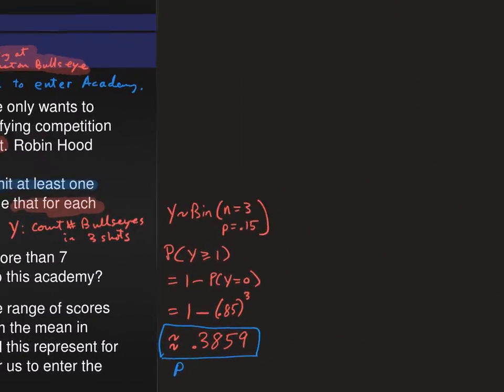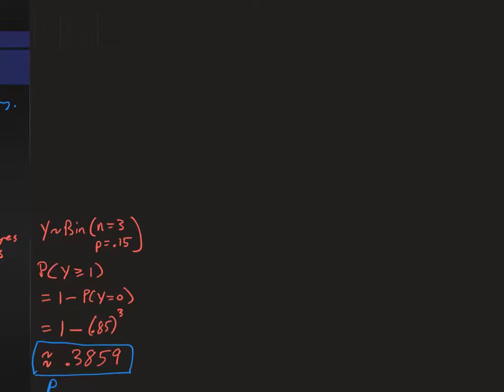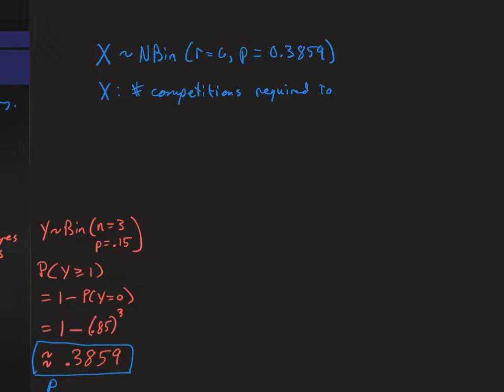Okay? So let me create some space over here. We have X negative binomial, r is equal to 6, p is equal to 0.3859, right? And X is counting the number of competitions required to enter the academy.